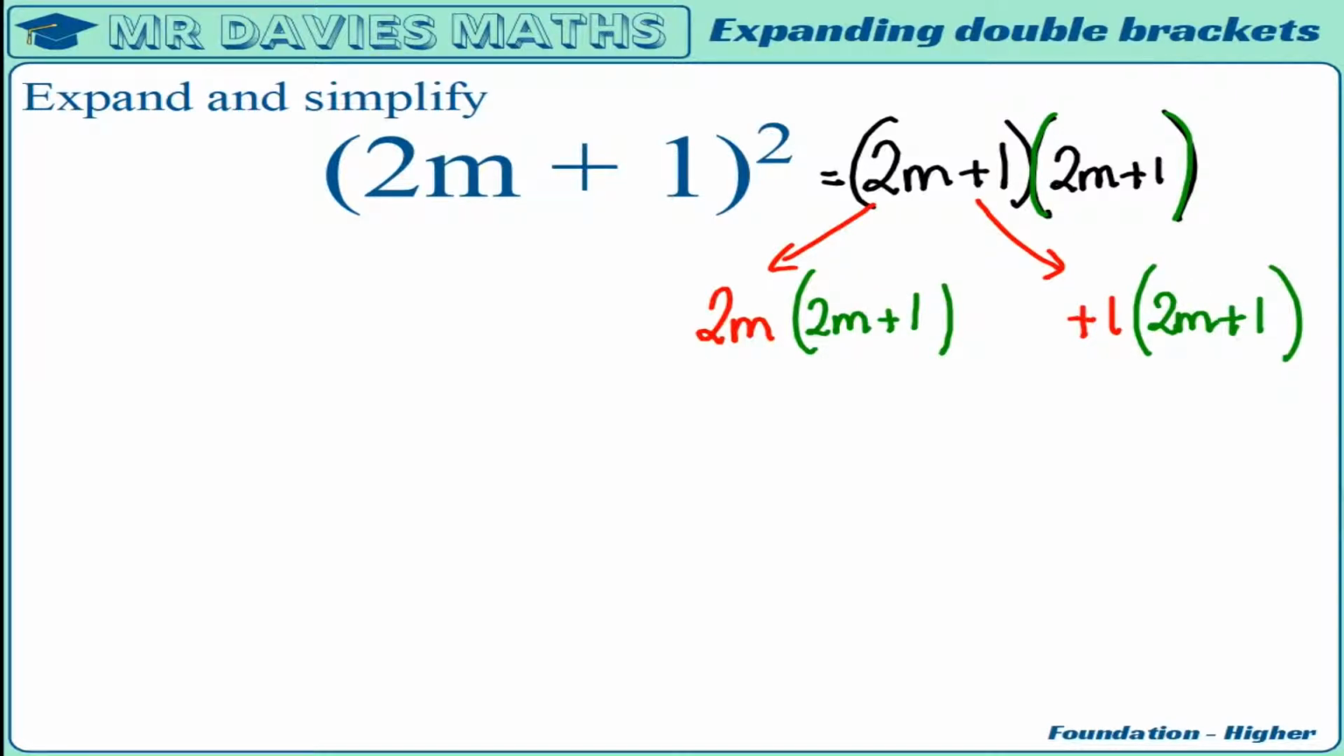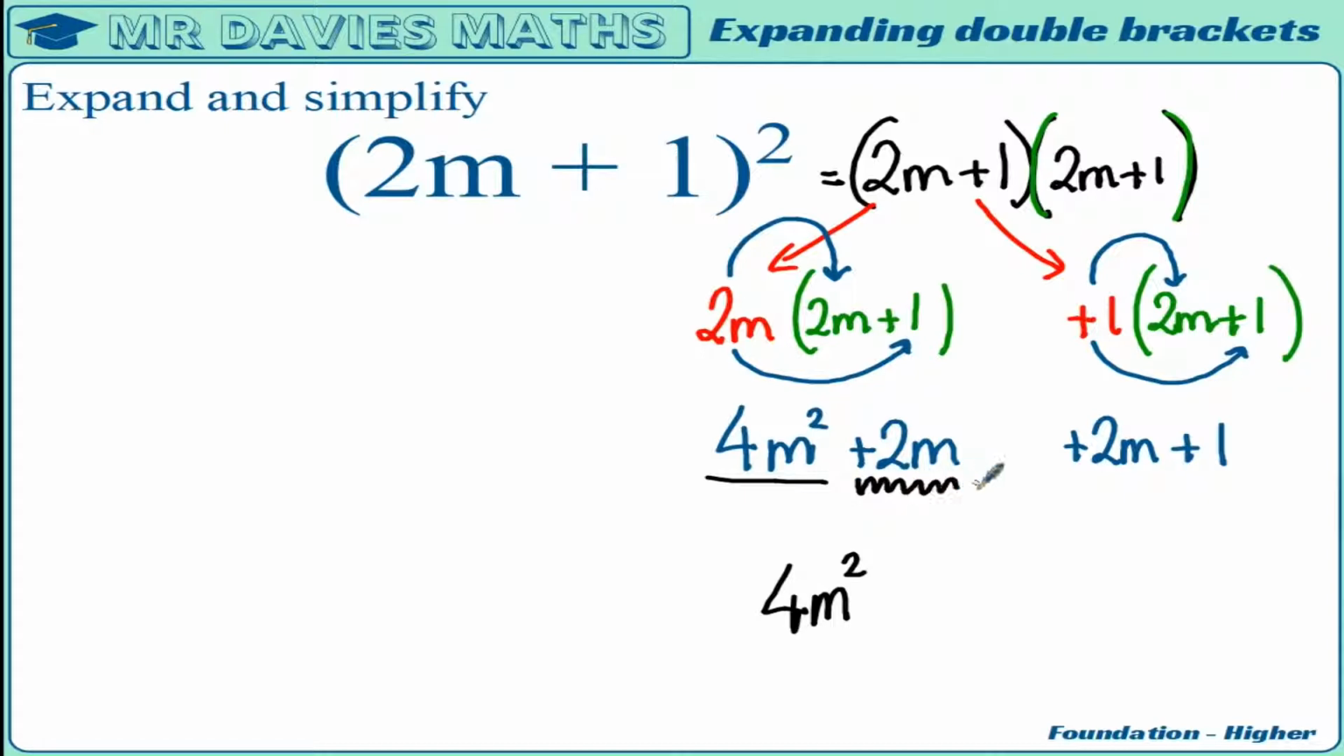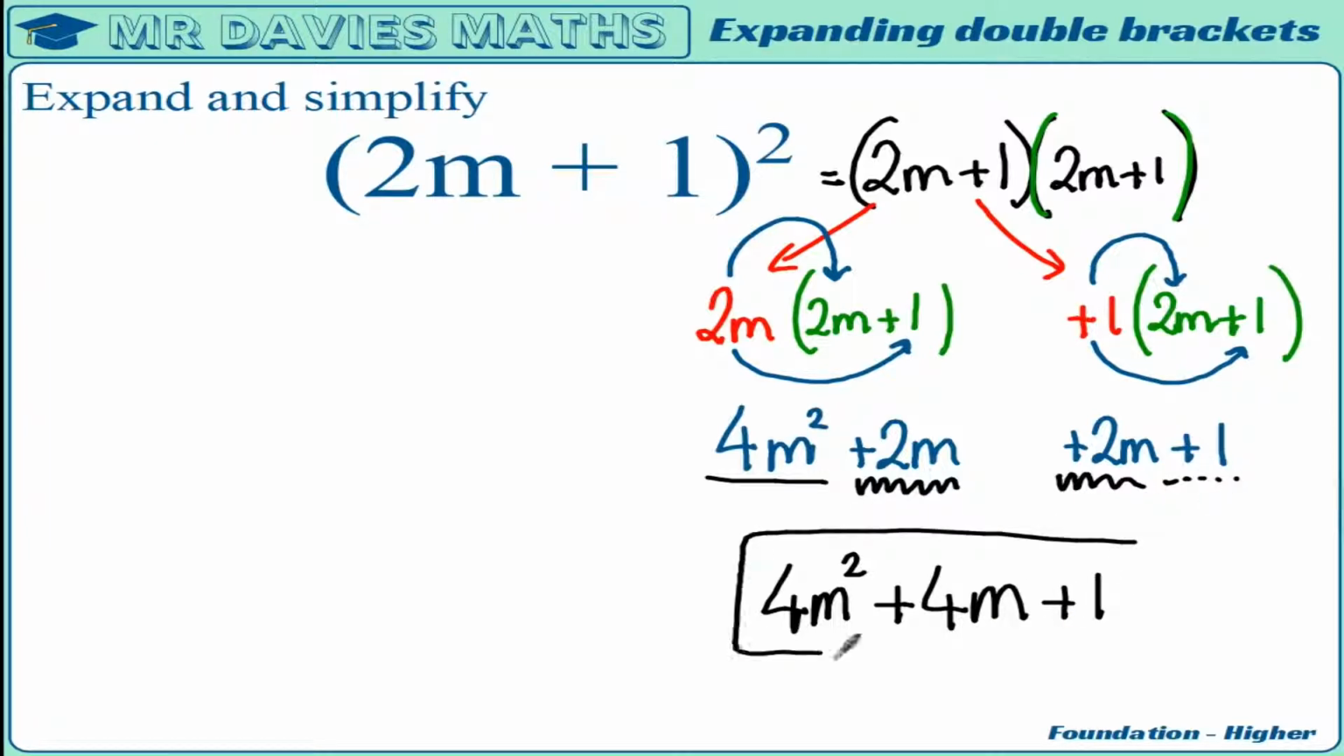Here we go. 2m times by 2m, right, so be careful here. 2 times by 2 is 4, and m times by m is m squared. 2m times by 1 is positive 2m. There's that one done. I've got 1 times by 2m, which is 2m, and 1 times by 1, which is positive 1. Right, a little bit of final tidying up. We've got 4m squareds, we've got 2m's, and another 2m's, which is a total of 4m, and then we've got our plus 1 on the end, and that's the final answer for that question.